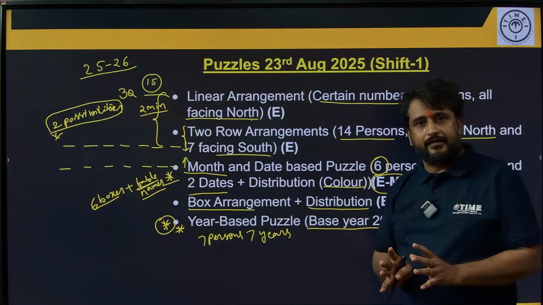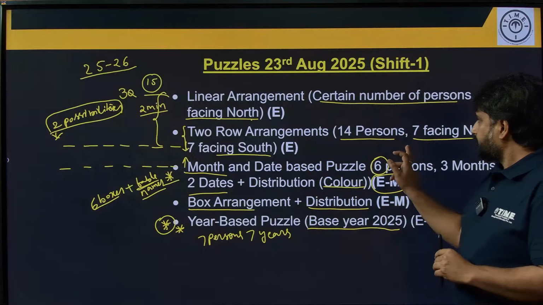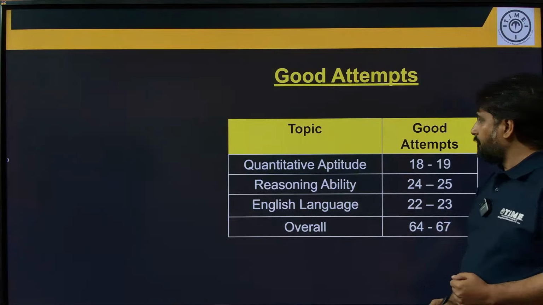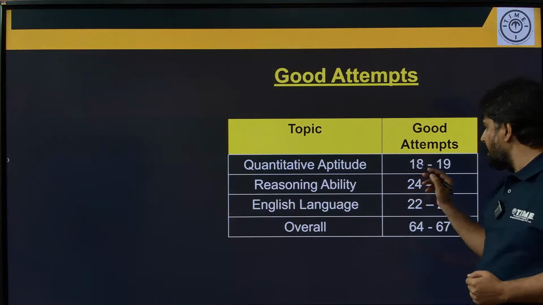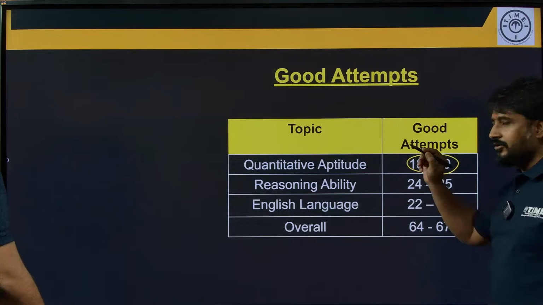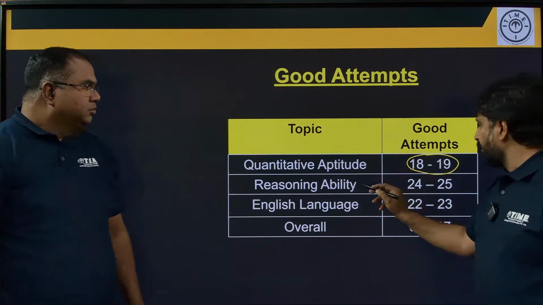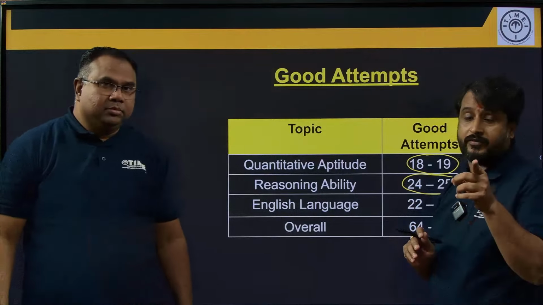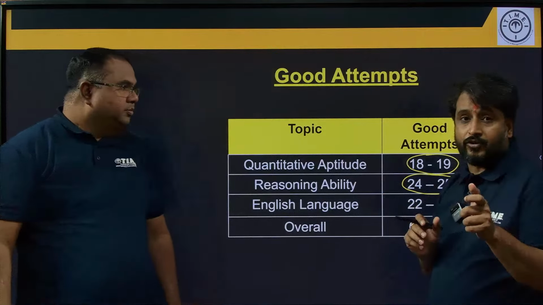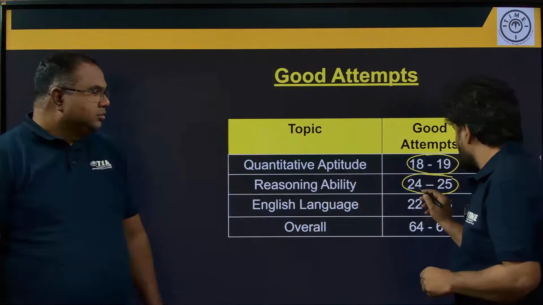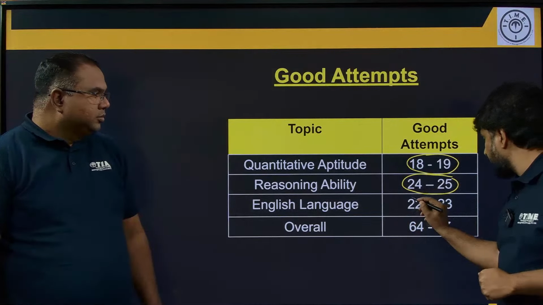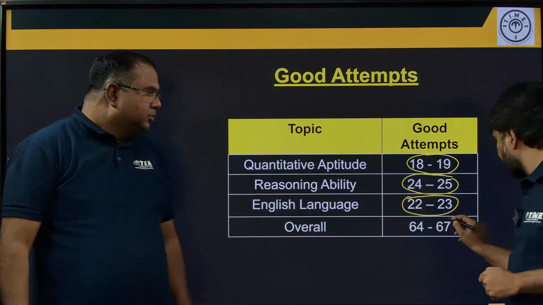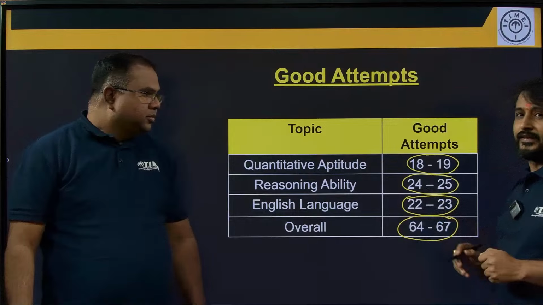analysis of the reasoning section, and here you can see good attempts of each and every section. From quantitative aptitude, 18 to 19 questions are good attempts. Reasoning ability, 24 to 25 questions. We are not talking about marks, remember, because we know there are 35 questions for 40 marks. So 24 to 25 are doable. English language also, 22 to 23 are doable questions. Overall, good attempts are 64 to 67.